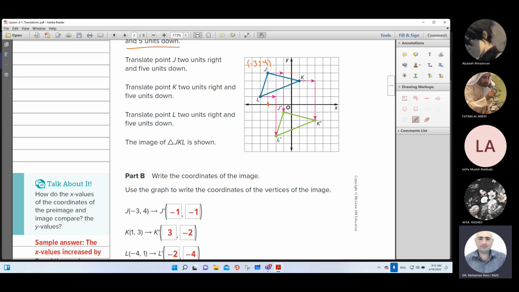And what is the location of K? As you see in the x, 1, and in the y, 1, 2, 3. And what is the location of L? 1, 2, 3, 4 in the x. And in the y, 1.